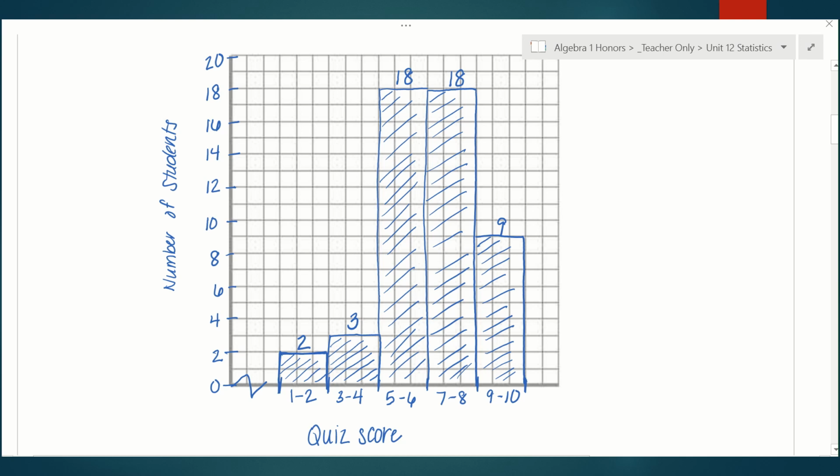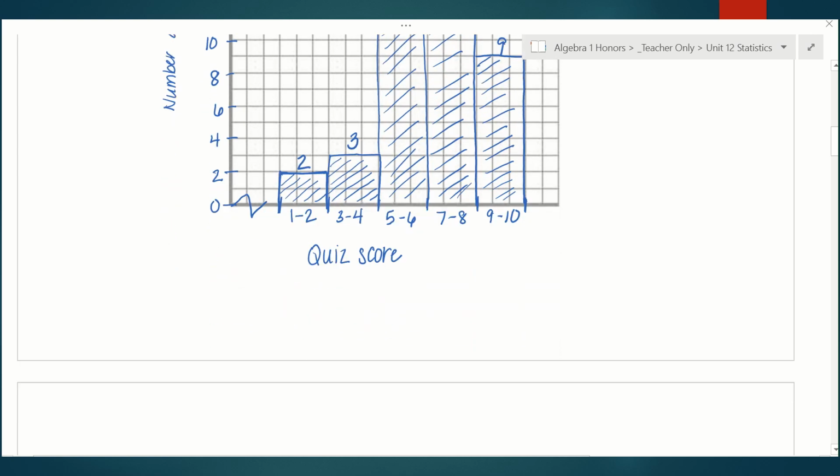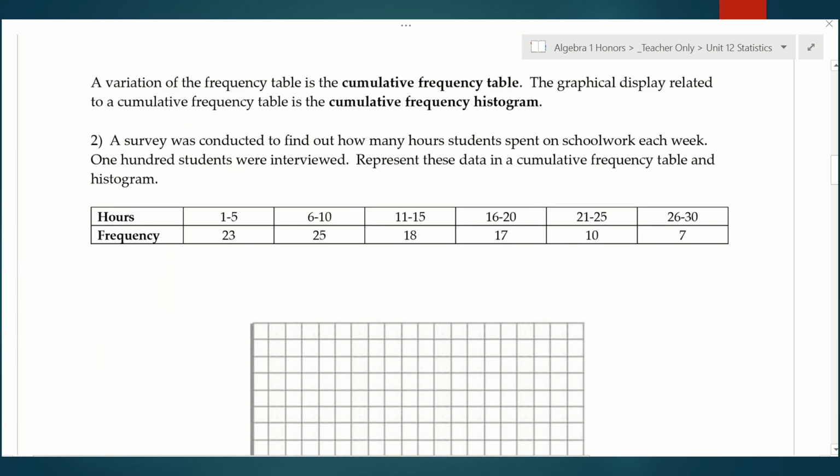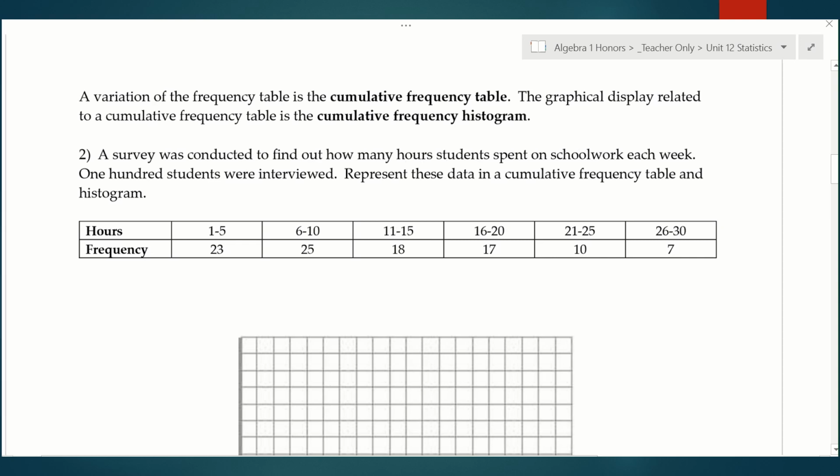Okay, so let's go ahead and turn to our next type of representation. This is called a cumulative frequency histogram. It says a variation of the frequency table is the cumulative frequency table. The graphical display related to a cumulative frequency table is the cumulative frequency histogram. It is not as scary as it sounds. Basically what we're doing is we are taking our frequencies and adding the numbers that came before it.